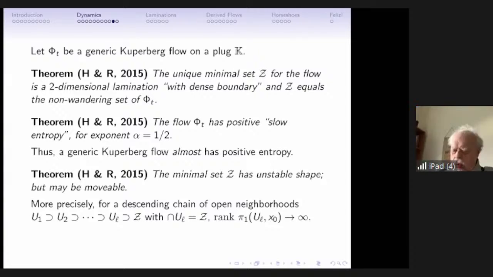And our third result is that the minimal set has unstable shape. Now that means something very, you think, well, what shape? It's going to be some approximation system. More precisely, shape is defined via a chain of open neighborhoods of the minimal set. And if you look at the fundamental group of these open neighborhoods, and they each have retract properties, the rank of these groups is unbounded.